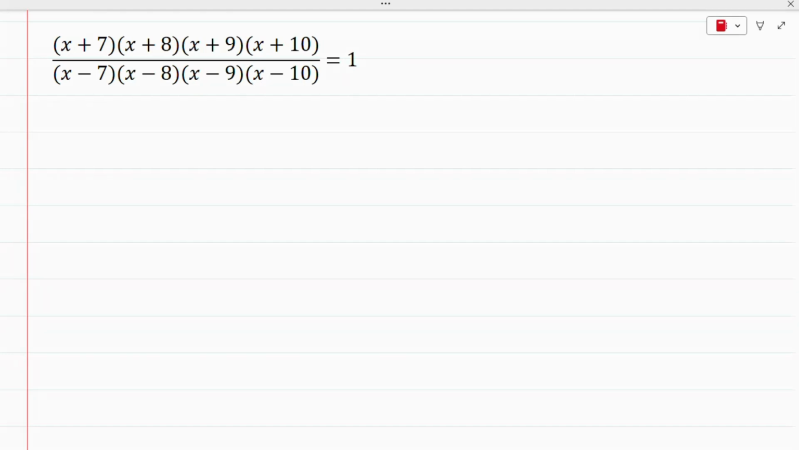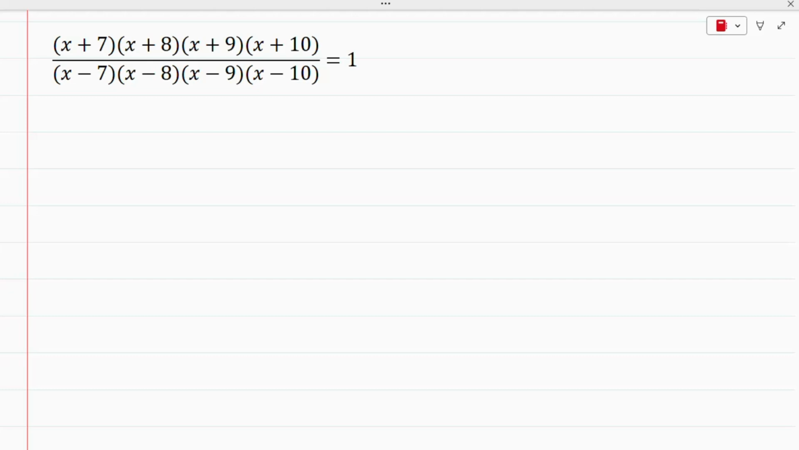So right here we have this nice math algebra problem that says (x + 7)(x + 8)(x + 9)(x + 10) divided by (x - 7)(x - 8)(x - 9)(x - 10), and all of this is equal to 1. We are to solve for the value of x.